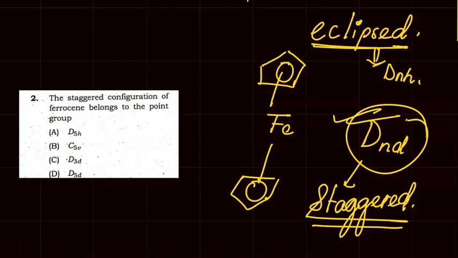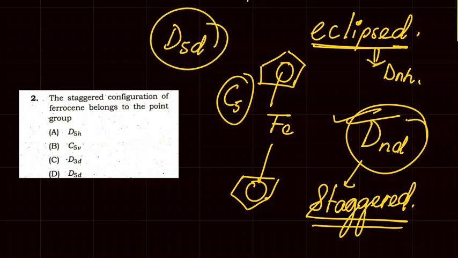Right? Now here we know there are 5 atoms. So if we talk about the axis of symmetry, here the axis of symmetry will be C5. Okay, and the molecule is in staggered conformation, so here the point group will be D5d. So from the options we can see that option D will be the correct option.